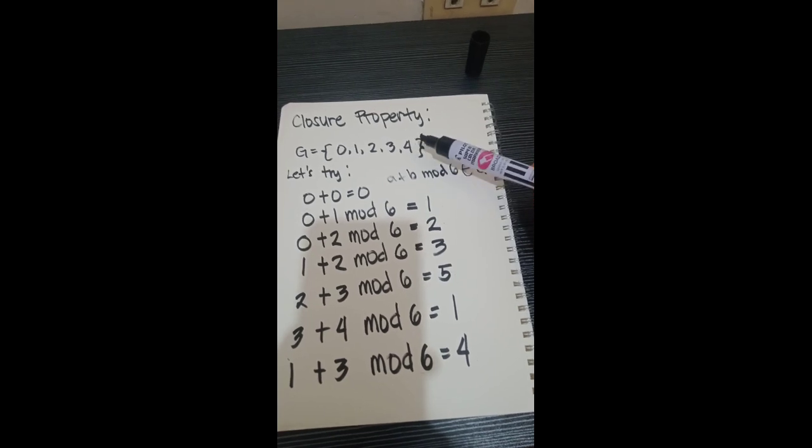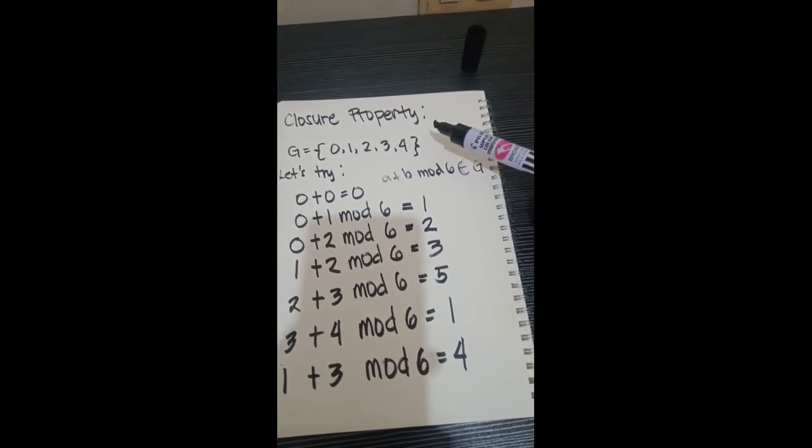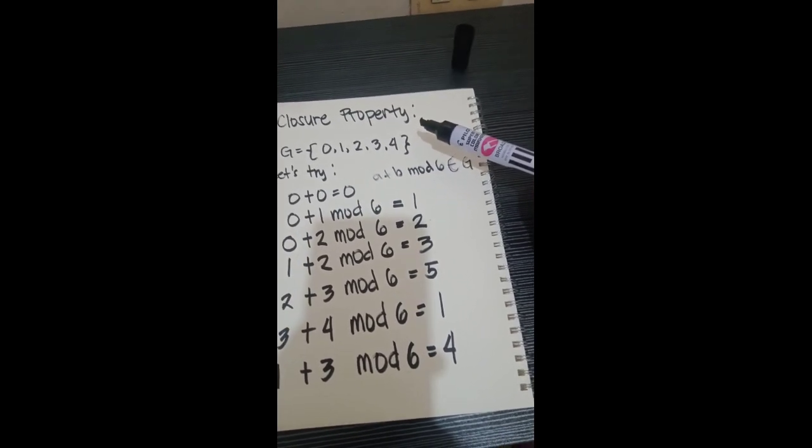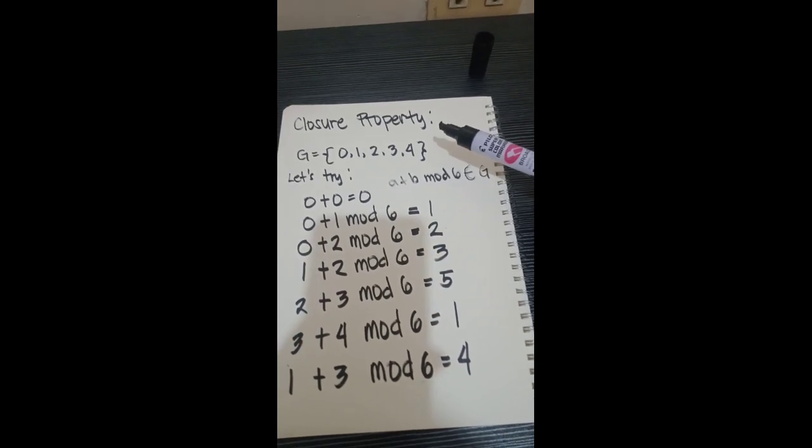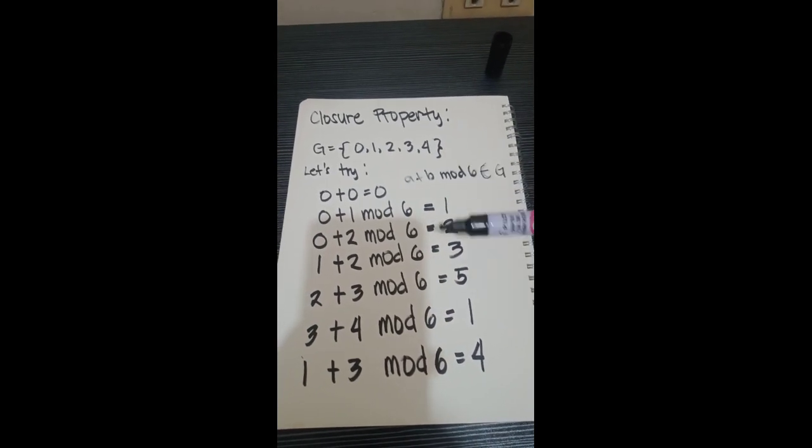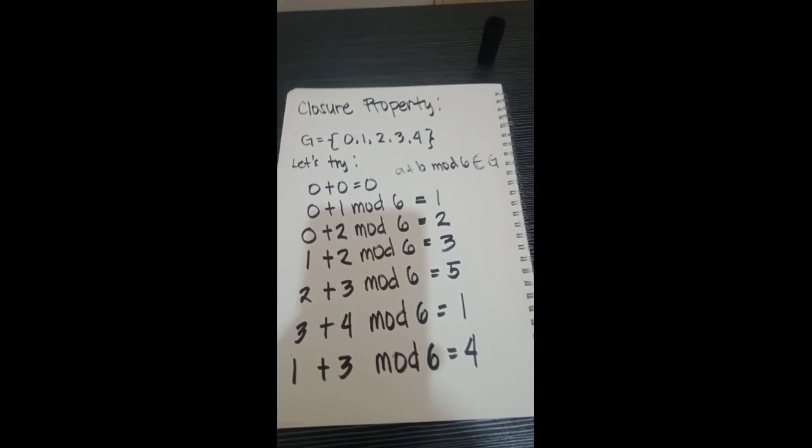Because based on the definition, when an element is added to another element from the set, the result will also be in the set. Therefore, G is not closed under addition modulo 6.